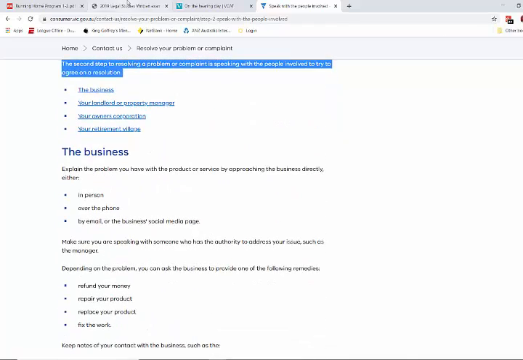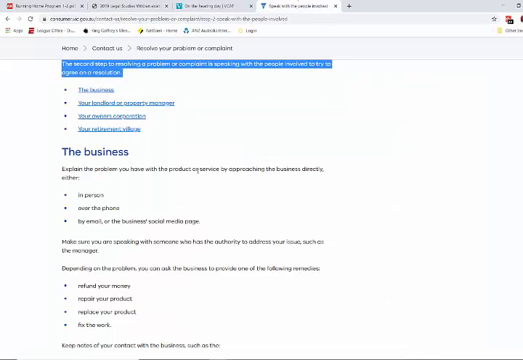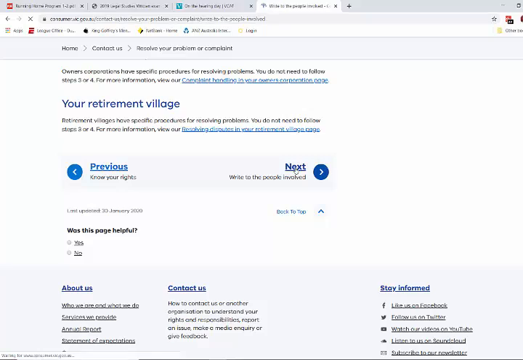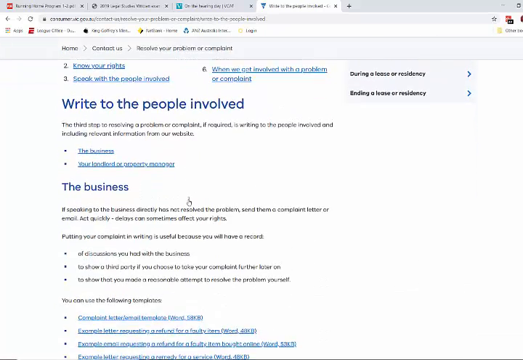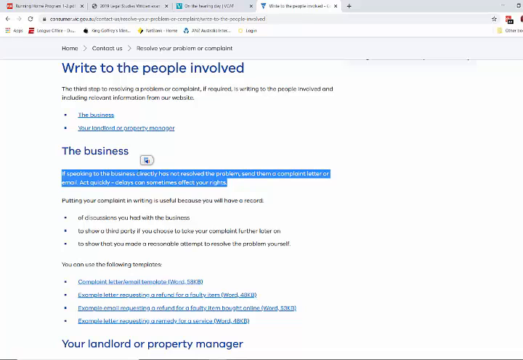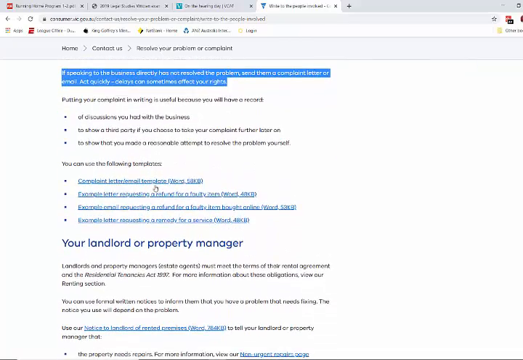Now, we know already that Zena has tried this with calls and emails, so we're going to skip straight through this. We're going to go right to the people involved. Now, Consumer Affairs Victoria says to us, hey, if it's still not resolved, why don't you write to them? So we want you to send them a complaint letter and we want you to put it in writing so you have a record of it. They even give you templates for this, okay?